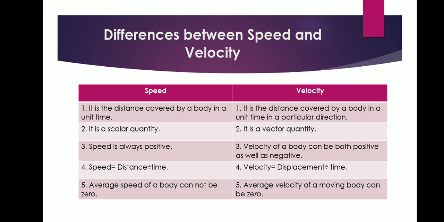What is speed? Speed is the distance covered by a body in a unit time. Velocity is the distance covered by a body in a unit time in a particular direction. In a particular direction. Velocity has direction.